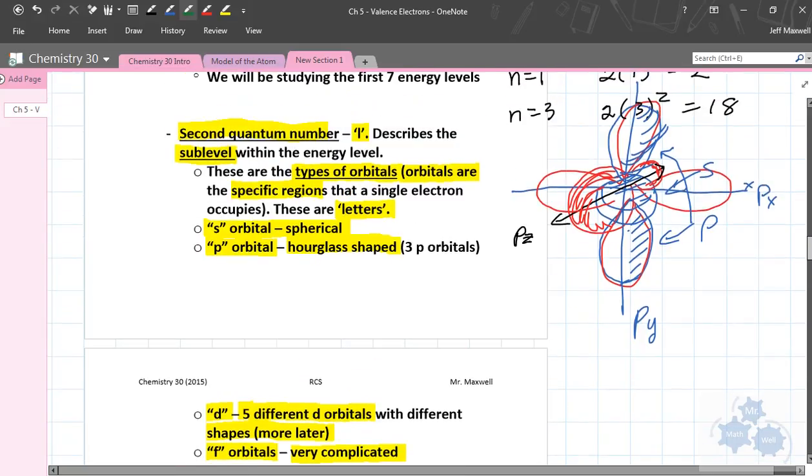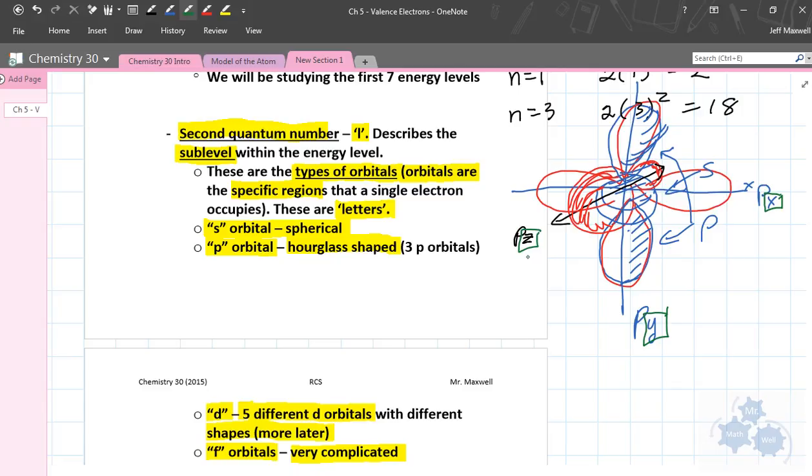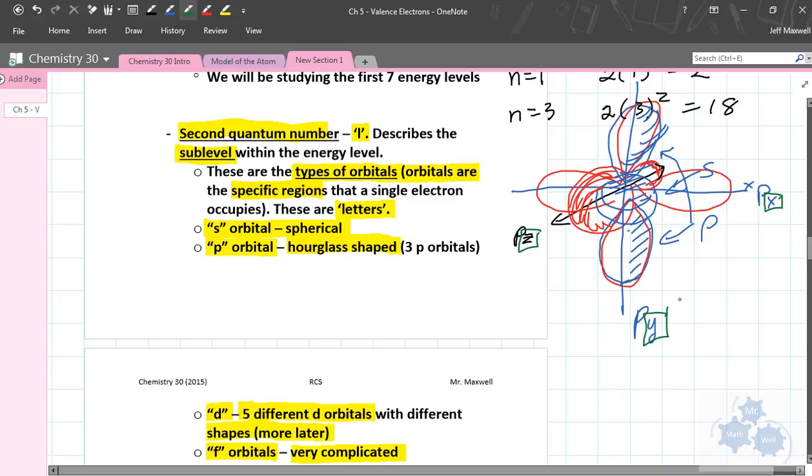Okay, so I'll say that again. The third quantum number describes the specific orbital because there are more than one sublevel in many of the energy levels. So we have energy level, and then we have the type of orbital, and sometimes there's more than one of that type. So we need to distinguish between them, and that's where this x, y, z comes in.